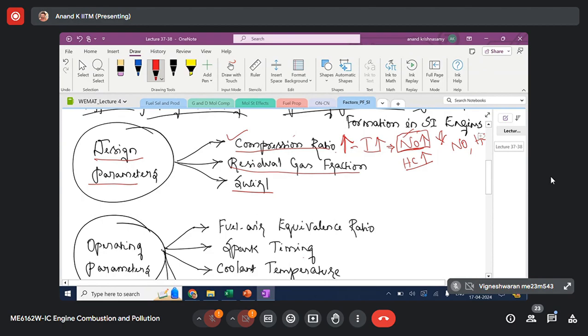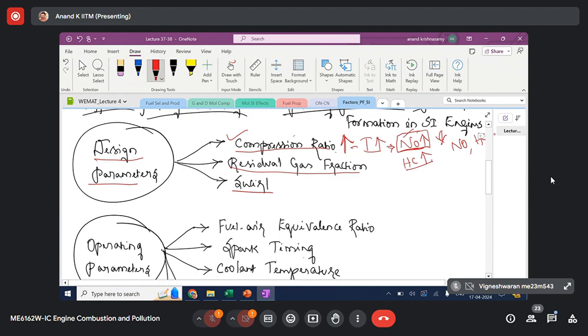There is something called post-flame oxidation. Post-flame means after the flame is quenched, there is sufficient time available for oxidizing HC, and that is highly dependent on the temperature level. When you have a higher compression ratio, the expansion ratio is also high. Because of that, during the expansion process, the temperature drop is high. Higher temperature drop during expansion doesn't allow post-flame oxidation. This is one of the mechanisms that is causing higher HC.